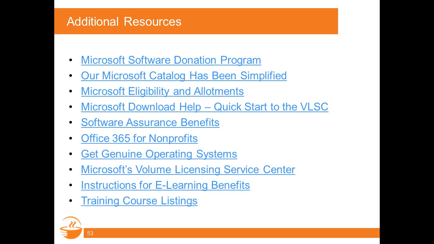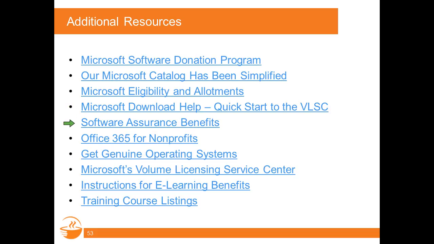Additionally, we have some resources that I've linked here in the slides that will be included in the archive page and that you can access and click on at any time. Just the high-level overview that takes you right to that Microsoft Software Donation Program page. The blog post that Carlos referenced earlier on how our catalog has been simplified that answers a lot of questions about how to browse, how to select, and what options are available to you. Information about the eligibility and allotments, so reminders about how many of each type of product you can request and in what time frame. That VLSC Quick Start Guide that Carlos showed that has all of the articles that we've created on how to use the VLSC and the steps for going through it.